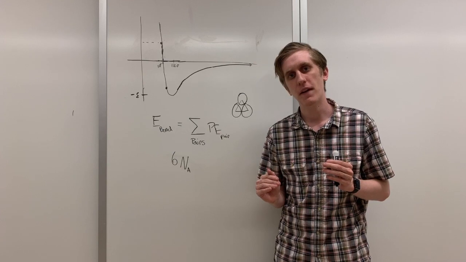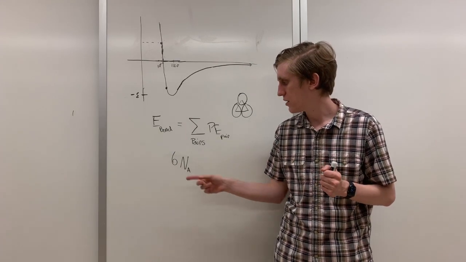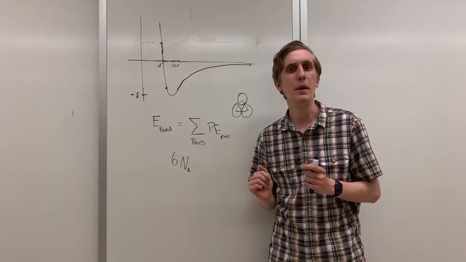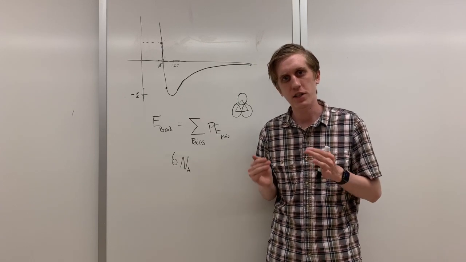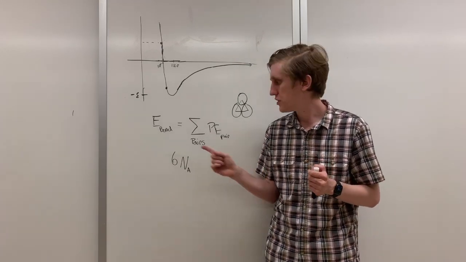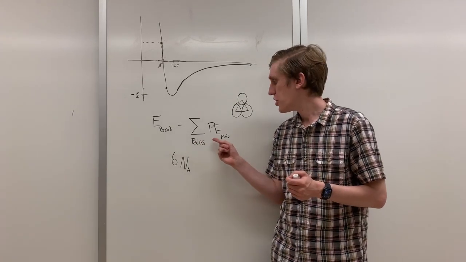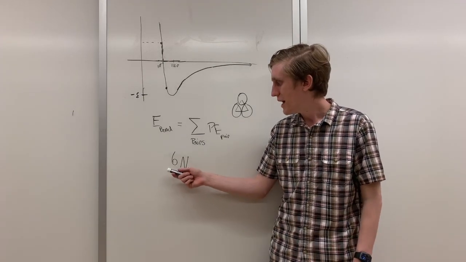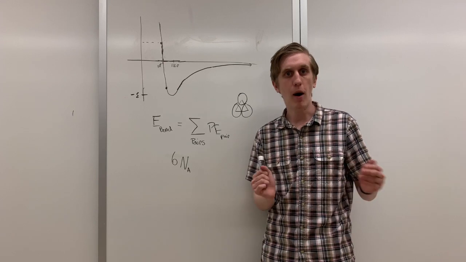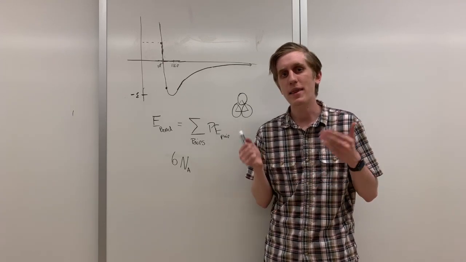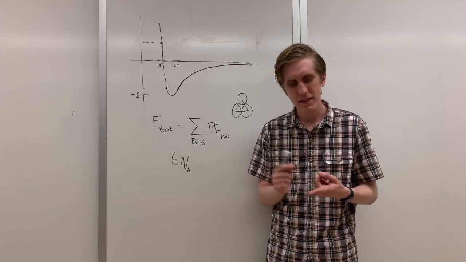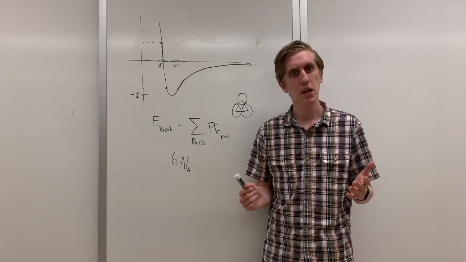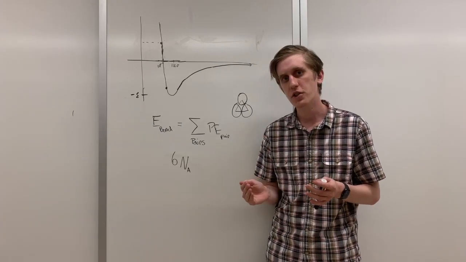So for Avogadro's number of atoms that are tightly packed, we expect there to be 6 times Avogadro's number nearest neighbor bonds. But remember, this is not quite what we want. We want to know what the total bond energy is of the substance. This equation says that the bond energy is just the sum of the potential energy between all the pairs. So all we need to do to get from a number of bonds to bond energy is multiply by the potential energy in each bond. The potential energy in each bond times the number of bonds is just equal to the total potential energy, which is the bond energy.